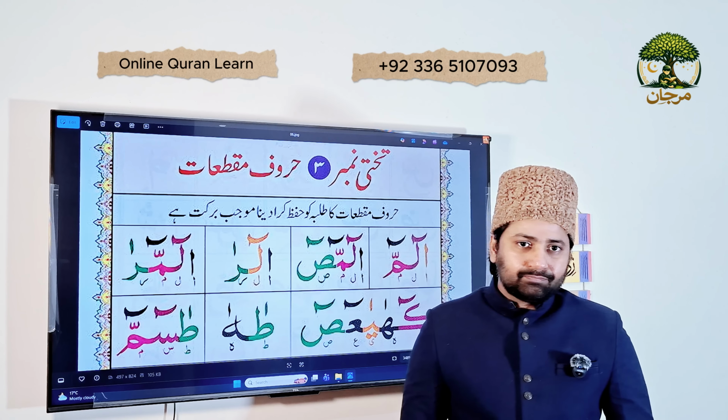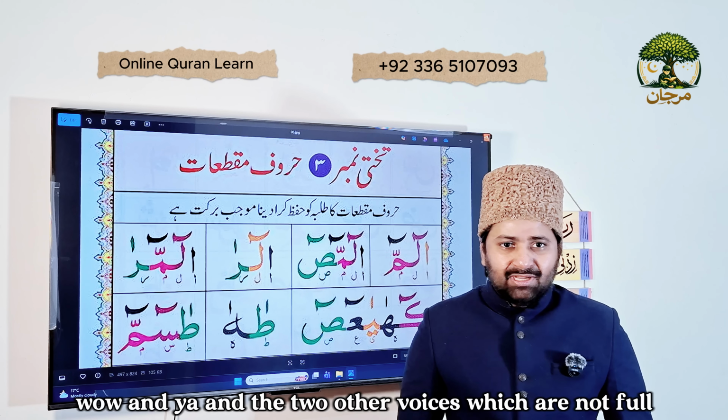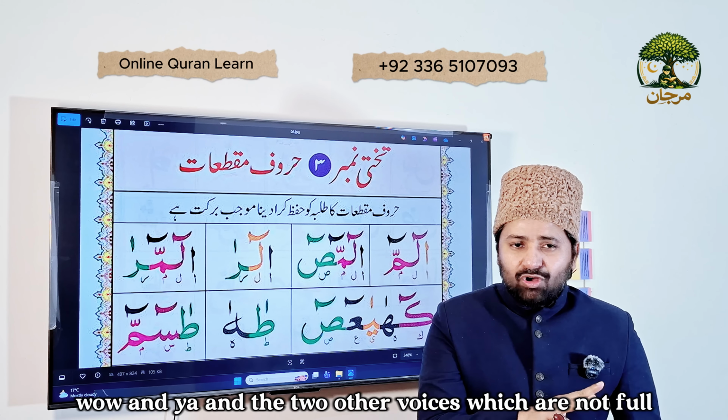So the 3 full voices, the complete voices like Ba, Bu, Bi, are the vowel letters of the Quran, alif, waw, and ya. And the two other voices, which are not full, not half, are in the middle: bow, bai, tau, tai. Mad happens, where we stretch voices in the Quran, only on these letters. I'm trying to explain lightly.